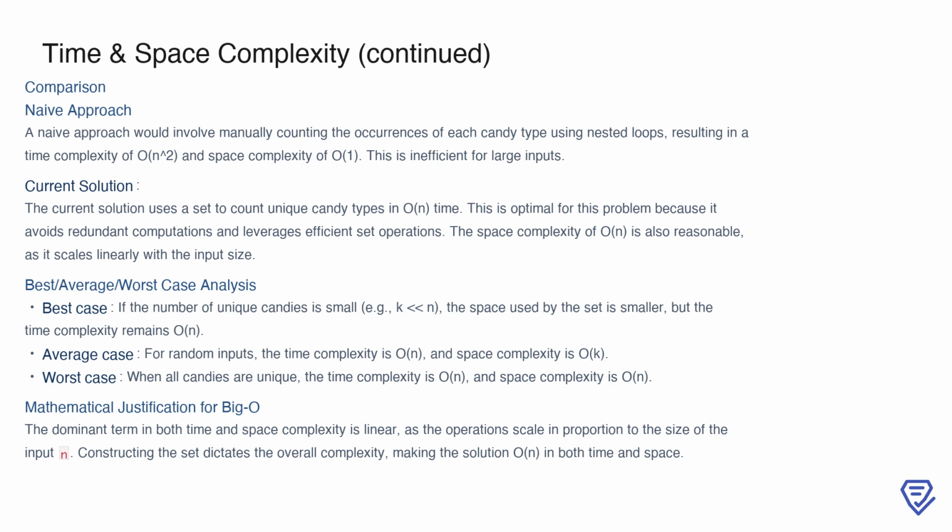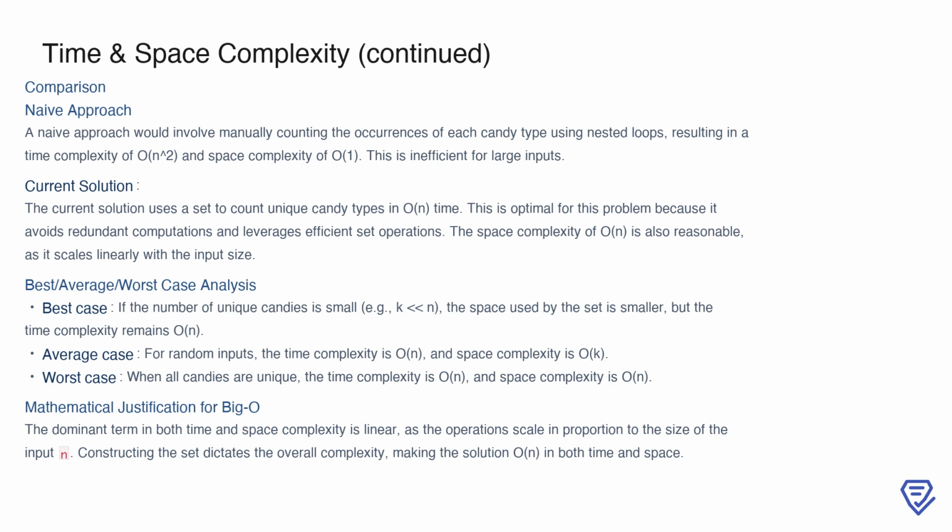Using a set allows us to count unique candy types in O(n) time, avoiding redundant computations and leveraging the efficiency of set operations. The space complexity of O(n) is also reasonable, as it scales linearly with the input size. For best-case scenarios where the number of unique candies is significantly smaller than the total number of elements, the space used by the set is reduced, although the time complexity remains O(n).